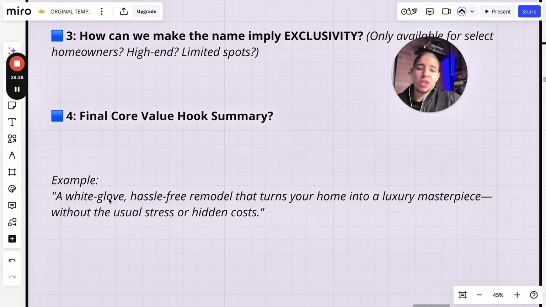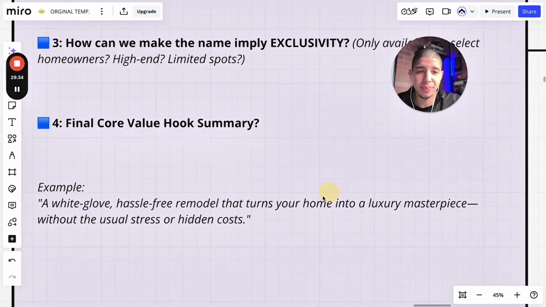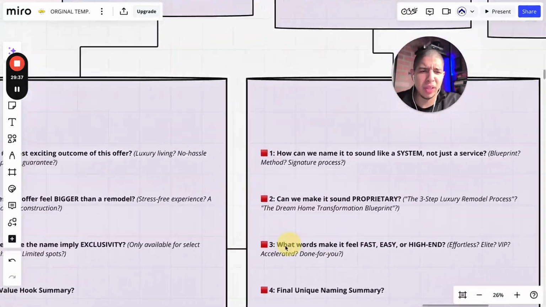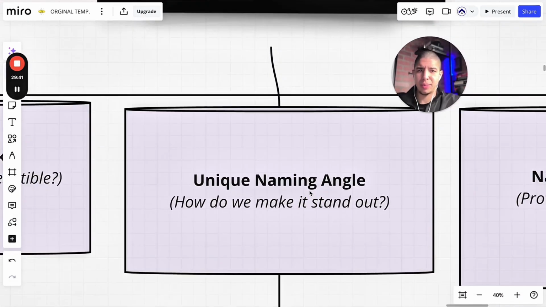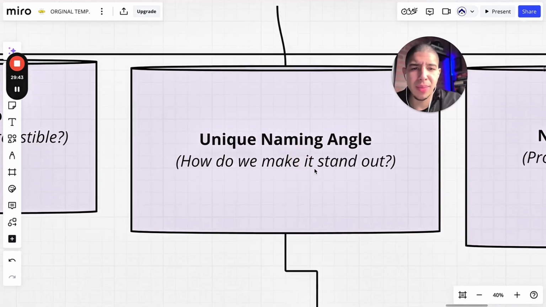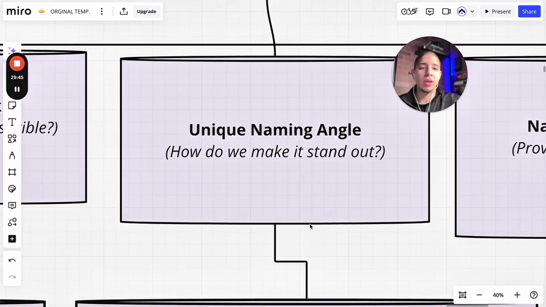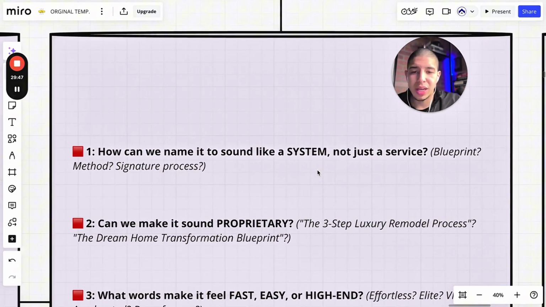Example, a white-gloved, hassle-free remodel that turns your home into a luxury masterpiece without the usual stress or hidden costs. Guys, I may not be reading correctly because I'm absolutely cracked on caffeine right now, and it's like midnight, right? So, unique name angle. How do we make it stand out? How can we name it to sound like a system, not a service?